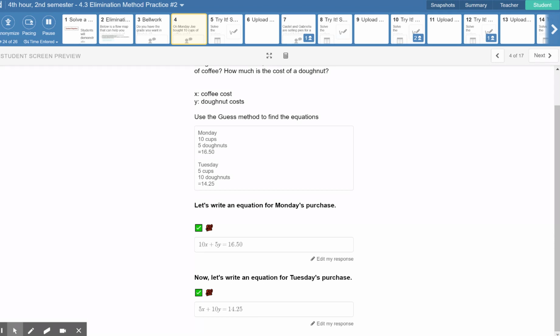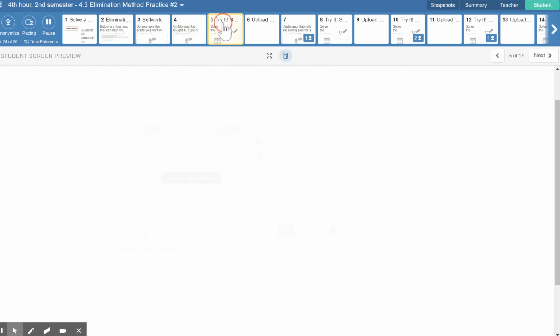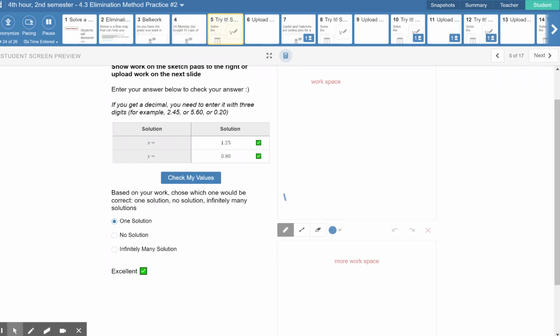Now, standard form is the ideal form for elimination because the X's are lined up and the Y's are lined up. So on slide number 5, if you notice, I already have the answers because I've already done this in another class. So let's do the work because that is what we actually grade you on. So we have the 10X plus 5Y, and then that equals the $16.50. And then our second equation, our Tuesday equation, would be 5X plus 10Y equals $14.25.